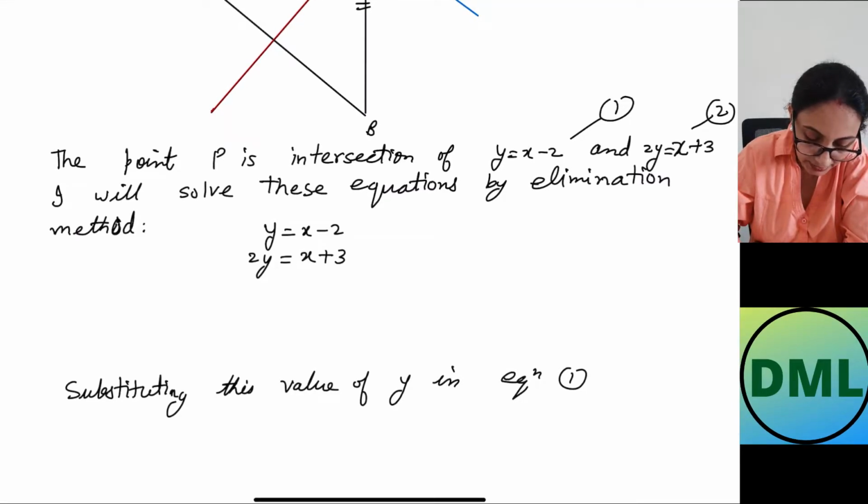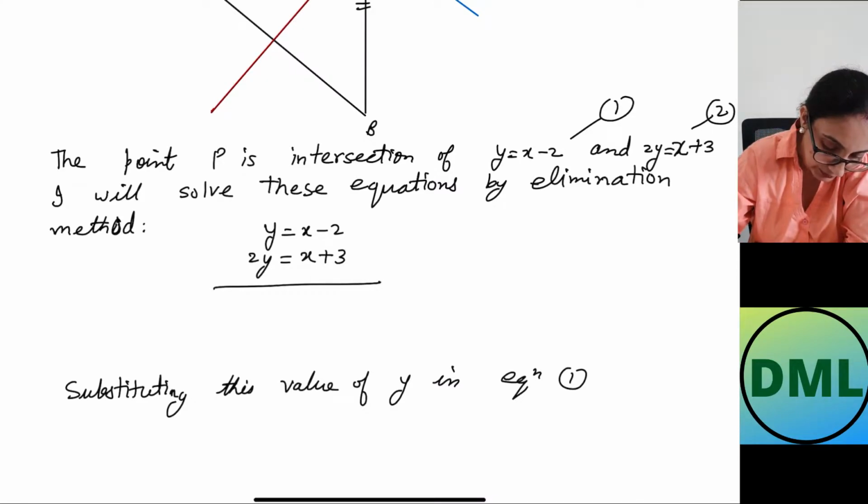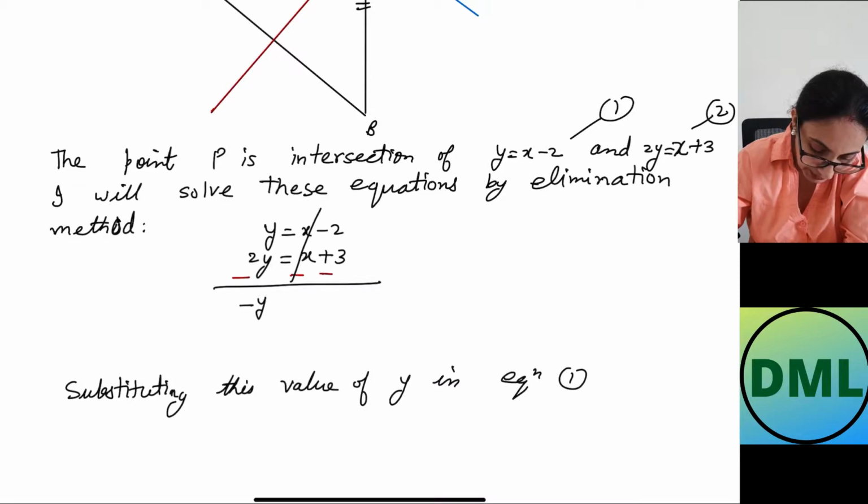As you can see that the coefficients of x are the same, 1 and 1. So I need to change the sign. So what I will do, I'll change the sign. This will become minus, this will become minus, and this will become minus. So the x will get cancelled from here. If I solve it, it will be negative y equal to negative 5. So negative will get cancelled with negative from here. So it will be y is equal to 5.